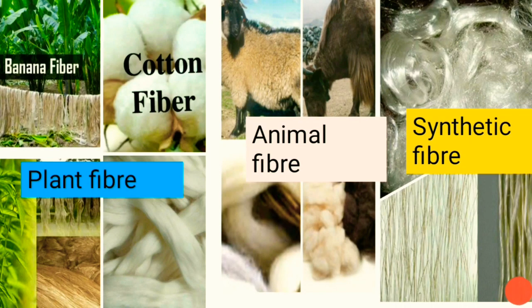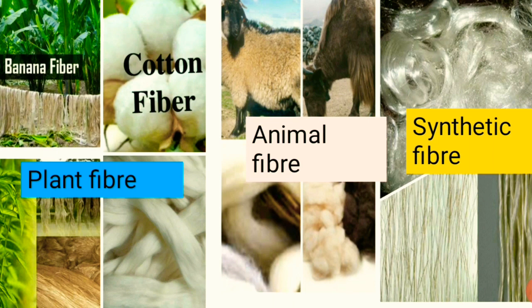What is fiber? A fiber is a long thin thread of material. Fibers are divided into two types, that is natural fiber and synthetic fiber. Natural fibers are obtained from plants and animals such as jute, cotton, wool, etc. Synthetic fibers are synthesized in a laboratory and are called synthetic fibers, such as terylene, terrycotton, acrylic, etc.